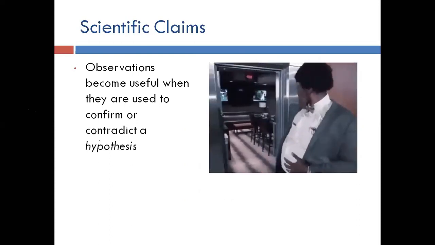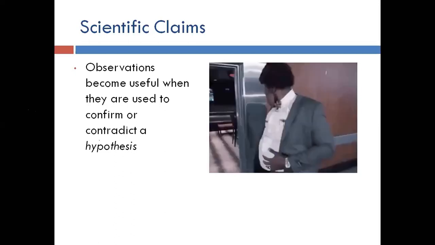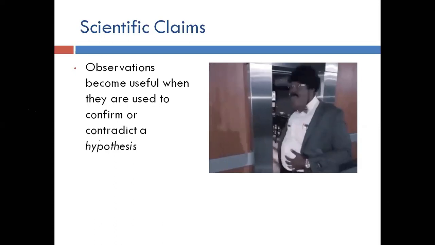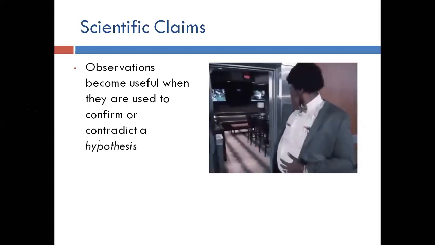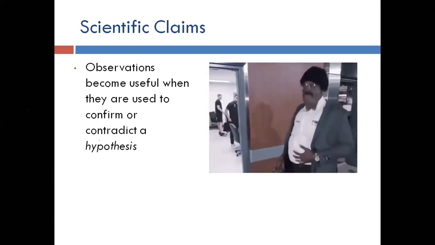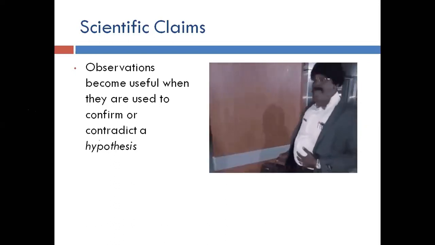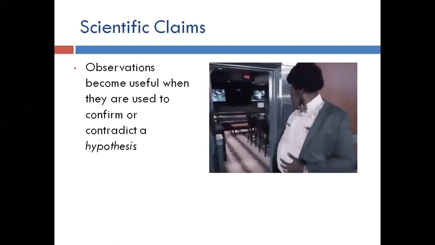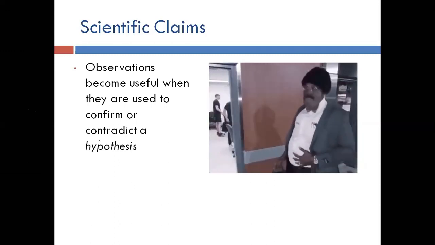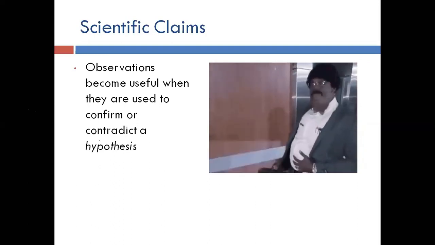Observations become useful when they are used to confirm or contradict a hypothesis. So, if the observation on fat professors, and the reason being that they are very greedy, can confirm or contradict a hypothesis, then observation is more useful. Well, it's not always true, but it can be. You can actually lay the foundation stone of a hypothesis when your observations can confirm or contradict a hypothesis. Okay.